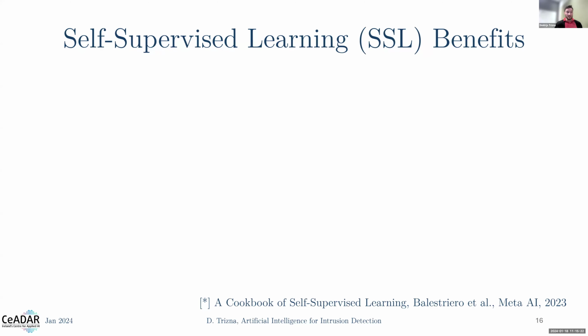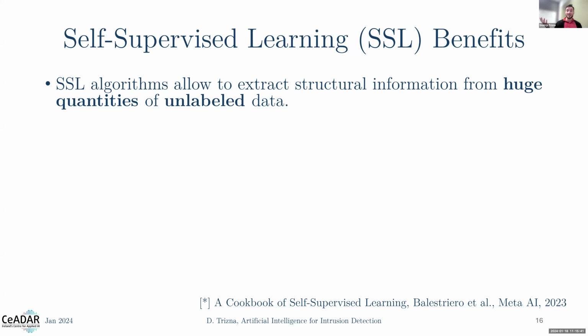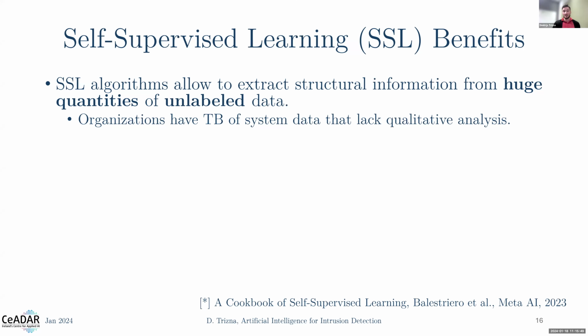So what are the benefits of self-supervised learning? This will be a quote from a really perfect source of information on this topic. At the bottom of the slide is basically a cookbook published by Meta's AI team. First of all, self-supervised learning allows us to extract structural information from huge quantities of unlabeled data. So no labeling needed. That correlates with the previous observation about system logs in the modern cybersecurity space. We have terabytes of them without really good analysis.